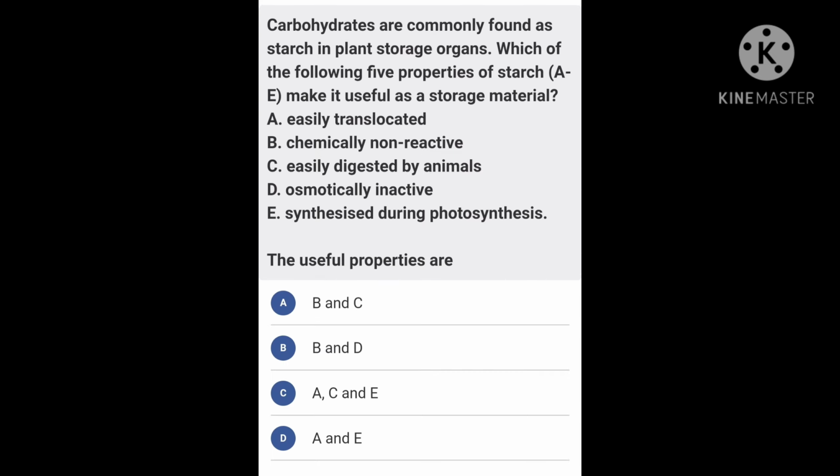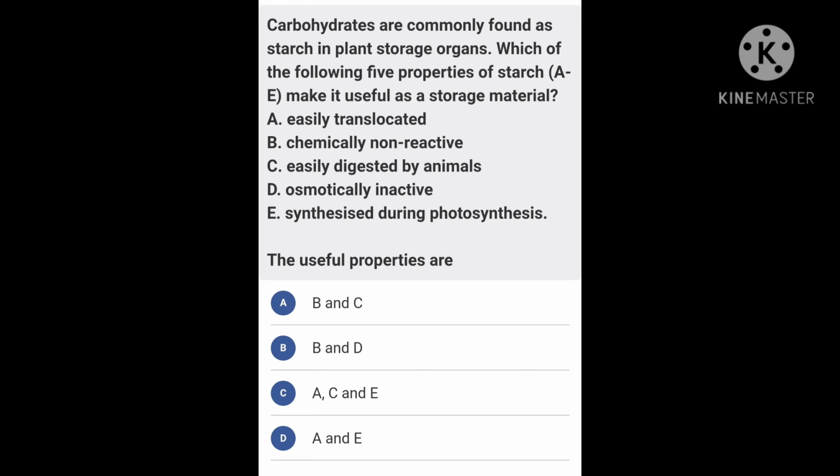Okay, next question. Carbohydrates are commonly found as starch in plant storage organs. Which of the following 5 properties of starch, that is A to E, make it as useful as a storage material? Option A, easily translocated. B, chemically non-reactive. C, easily digested by animals. D, osmotically inactive. E, synthesized during photosynthesis. The useful properties are option A, B and C, option B, B and D, option C, A, C and E, option D, A and E.